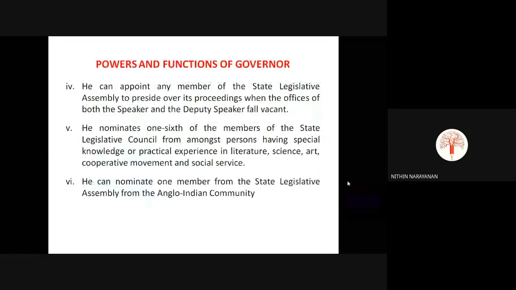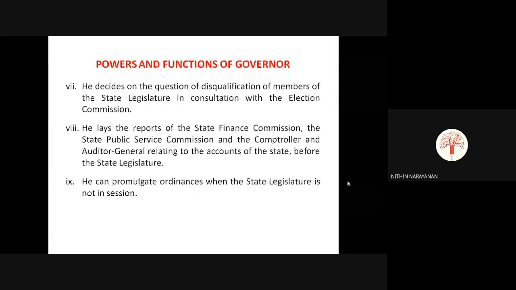He nominates 1/6 of the members of the state legislative council from amongst persons having special knowledge or practical experience in literature, science, art. അപ്പോൾ 1/6 മെമ്പേഴ്സിനെ നോമിനേറ്റ് ചെയ്യാൻ അധികാരമായിരിക്കുന്നത് ഈ ഗവർണറിനുണ്ട് അല്ലെ. He can nominate one member to the state legislative assembly from the Anglo-Indian community. From the Anglo-Indian community also he can appoint a member.